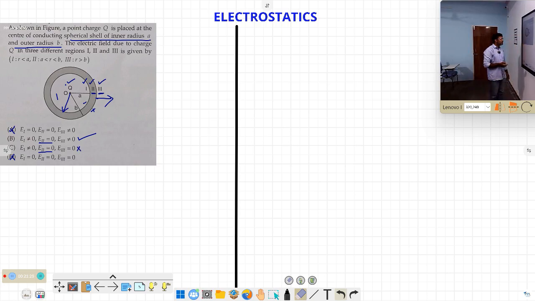So which option is correct? The electric field in the first region exists. The electric field in the second region, the metallic conductor, inside is zero, and outside it is present. So the second option is correct.